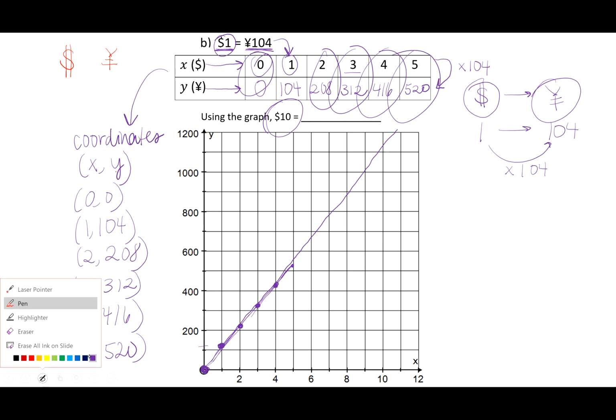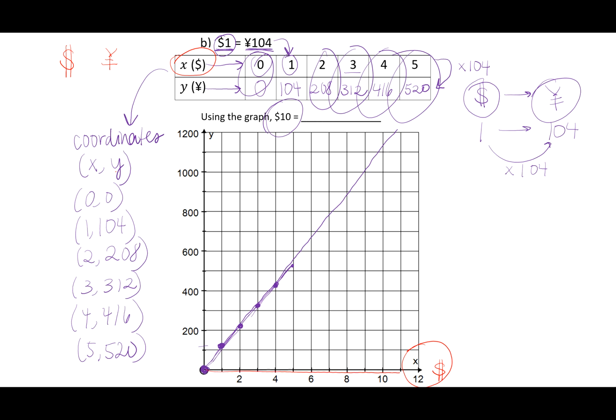So let's take a look at $10 on the graph. Dollars is represented by X, remember? So I know that dollars is represented by this horizontal line here, and yen is represented by Y, so yen is formed by the vertical axis. When I see $10, I'm going to look on the dollar axis, find that 10 value, draw my vertical line up to meet the graph, and then carry over. I might kind of cheat a little bit. I'm not sure exactly where we'll meet, but it might be somewhere in that general area.